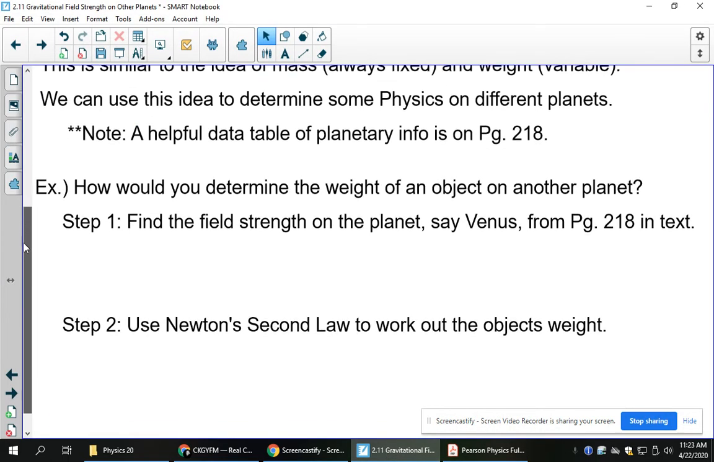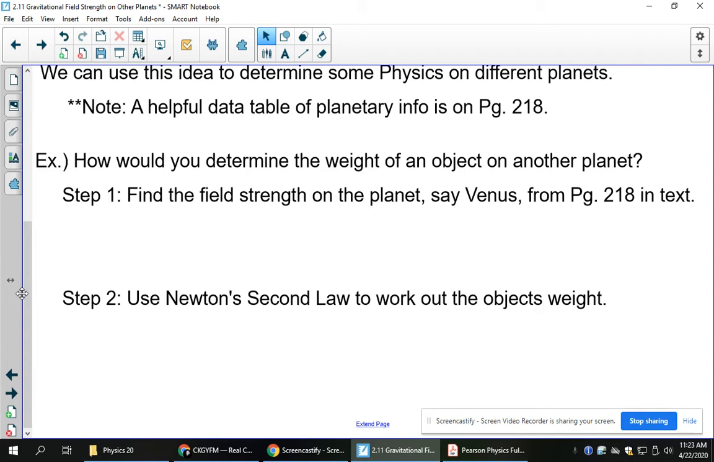First example, how would you determine the weight of an object on another planet? Those of you struggling to understand the difference between weight and mass, I suggest that you highlight the word and always write Fg above weight because it is the force of gravity. Step 1, find the field strength on the planet. So let's say Venus for this example. And step 2, we'll use Newton's second law to determine the force of gravity or the weight.